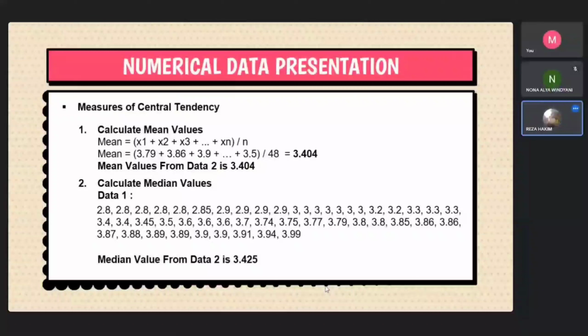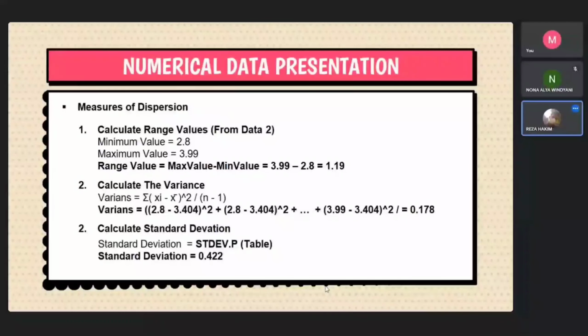Next, we calculate the measures of central tendency from the second data, and we got the mean value from the second data is 3.404, and the median value from the second data is 3.425. Next we calculate the range value from the second data, which is max value minus minimum value, and we got the range value is 1.19.